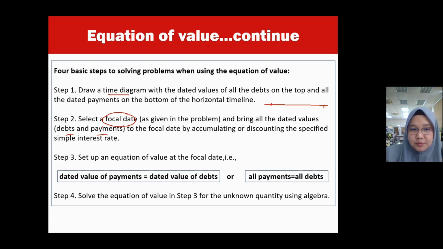After that, we go to step 3. We need to set up an equation of value at the focal date. This means that we need to bring all dated values to the focal date. Then we set up the equation so that all payments must be on the left-hand side and all debts must be on the right side. Then we solve the equation of value by using algebra.